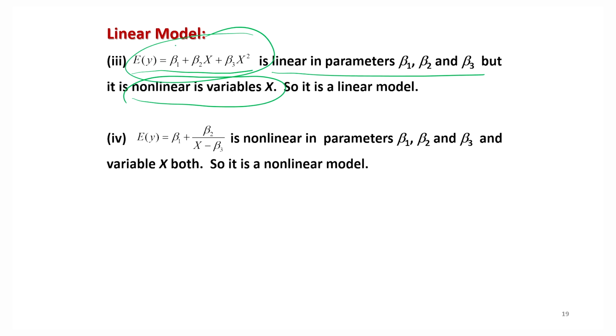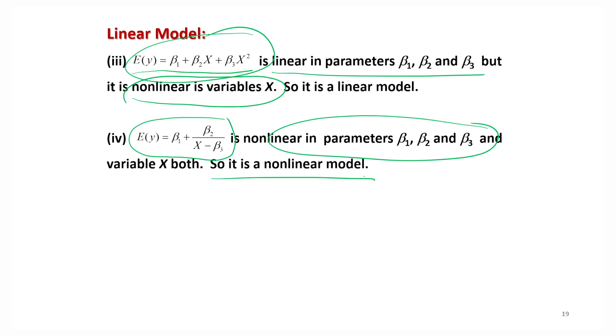On the other hand, this model, expected value of y is equal to beta 1 plus beta 2 upon x minus beta 3, is non-linear in parameters. Why? You can take the first derivative of expected value of y, that is, the partial derivative with respect to beta 1, beta 2, beta 3, and check yourself. So, this is also a non-linear model.